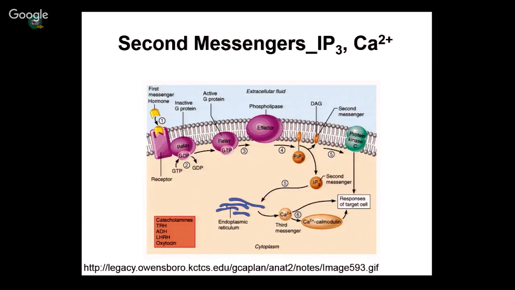Normally in a cell, the calcium concentration is very low, about 0.1 micromolar, that is 100 nanomolar. Why do we keep the calcium concentration in the cytosol so low? Because calcium is a killer.